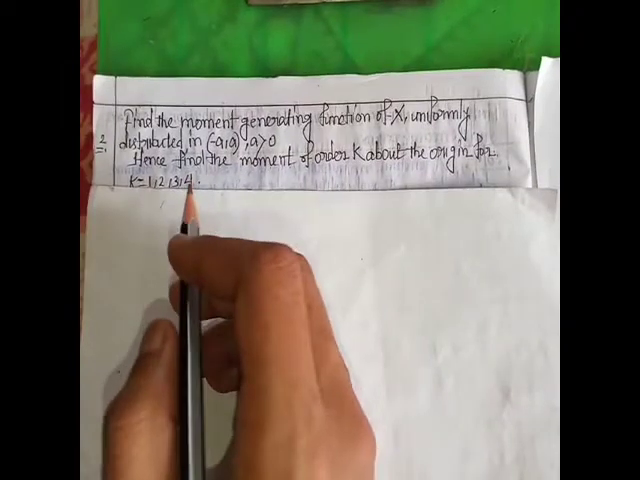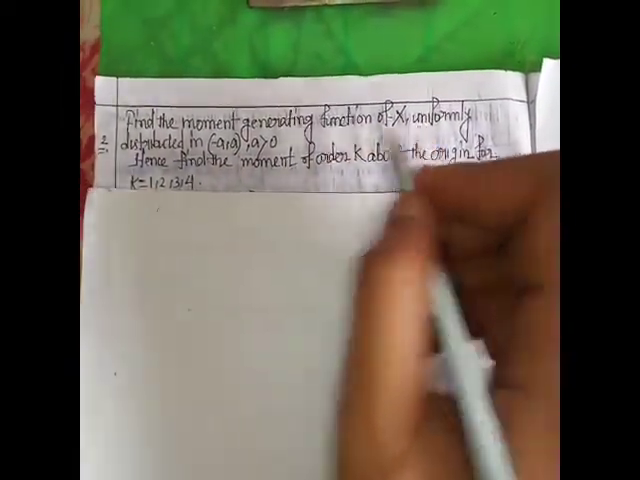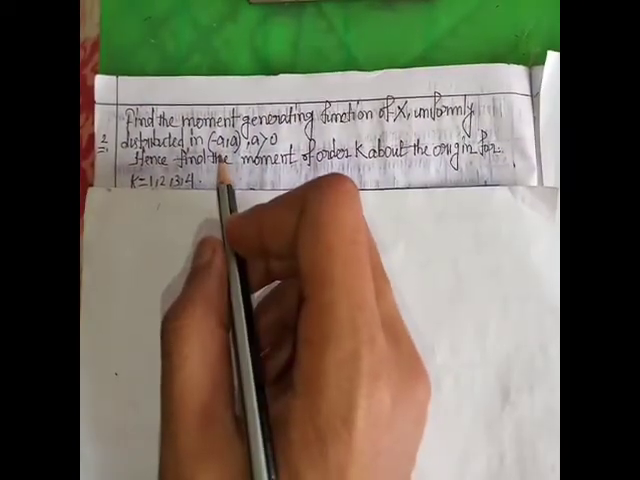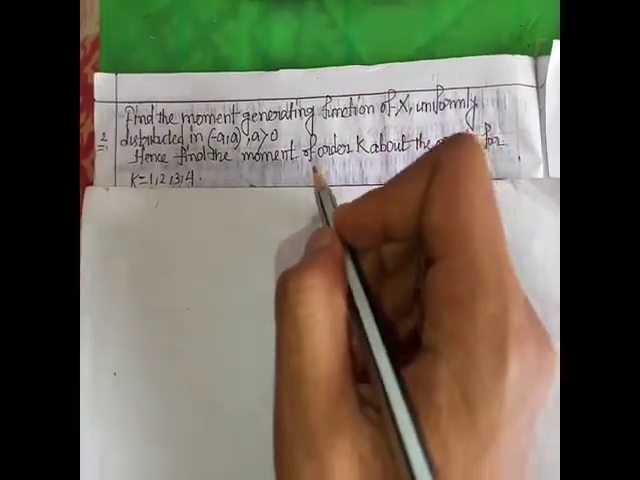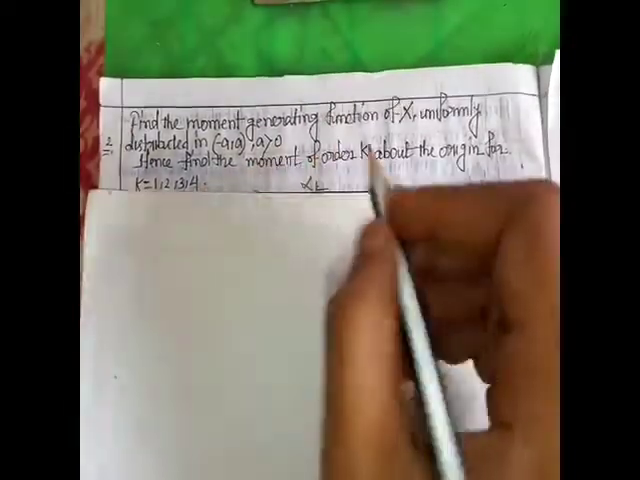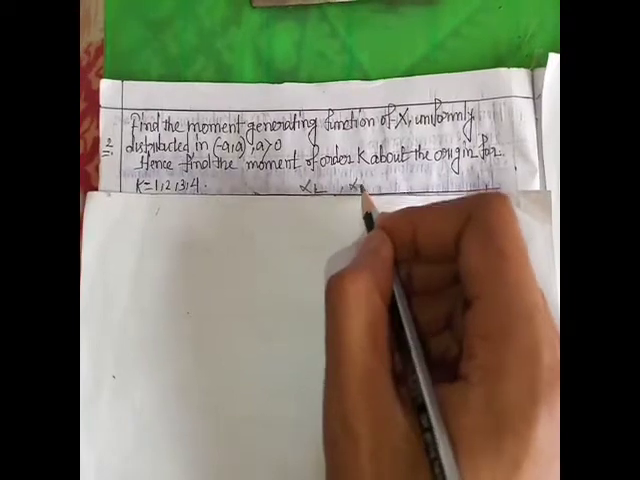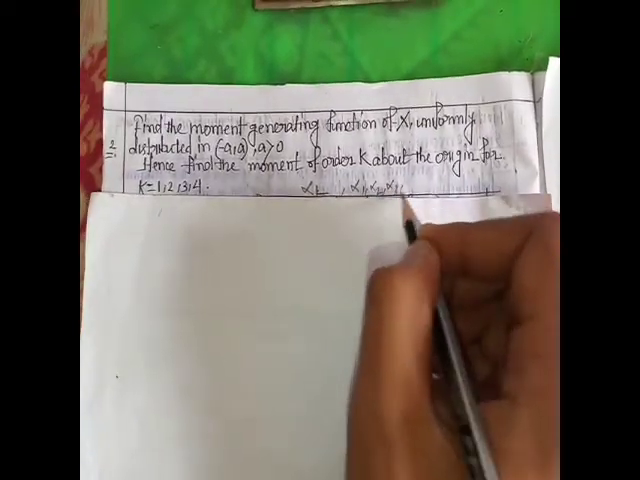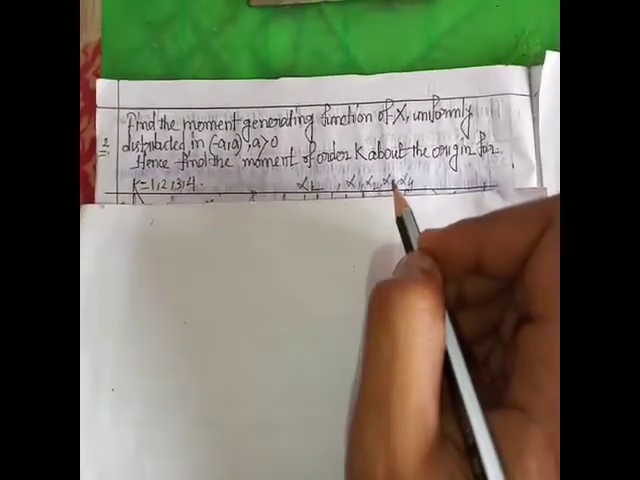The first question is to find the MGF of x, which is uniformly distributed over the interval minus a to a. Hence, find the moment of order k, meaning alpha k, for k equal to 1, 2, 3, 4. So we have to calculate alpha 1, alpha 2, alpha 3, alpha 4. First, find the moment generating function.